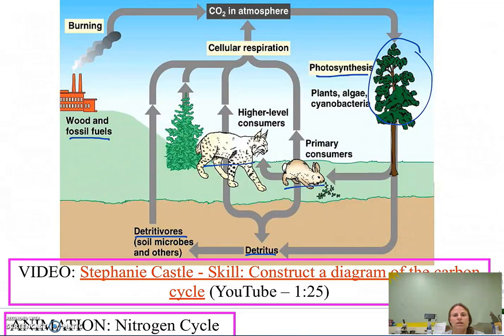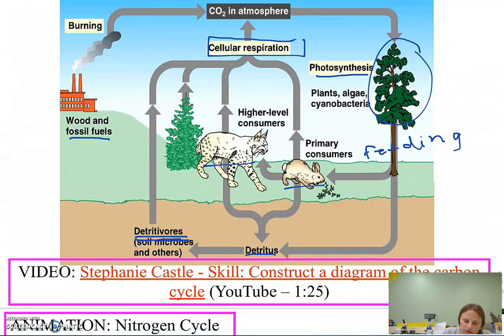Well, how does it get to the consumers? The consumers eat. They do feeding in order to get the carbon and continue the carbon cycle. Furthermore, the detrivores, the organisms that are breaking down the dead and organic molecules, are also going to help add carbon back into the atmosphere, because all of these consumers, producers, and detrivores are going to do cellular respiration, which returns that carbon back into the atmosphere.